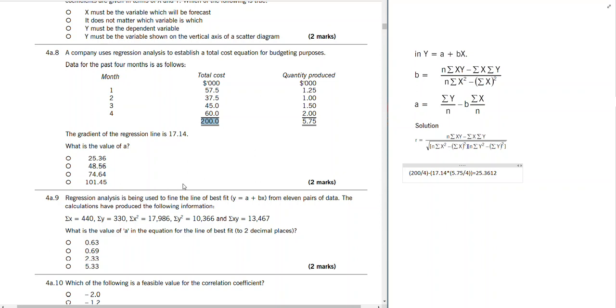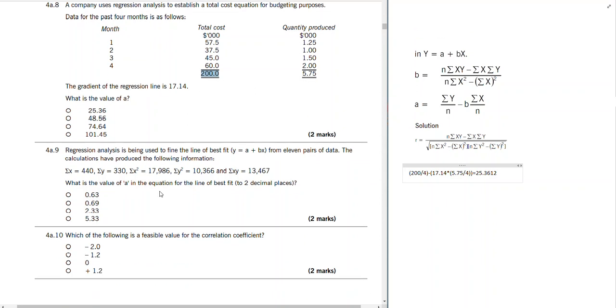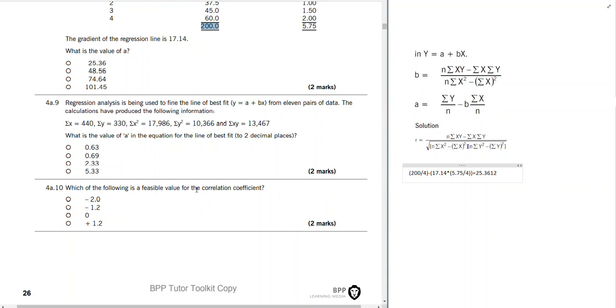Okay, moving forward. What is the value of A in the equation for the line of best fit to 2 decimal places? Regression analysis is being used to find the line of best fit, y equals a plus bx. From 11 pairs of data, the calculations have produced the following information. We have sum of x, sum of y, sum of x squared, sum of y squared, sum of x into y. What is the value of a? So now b is not given. We have to find b and then a.